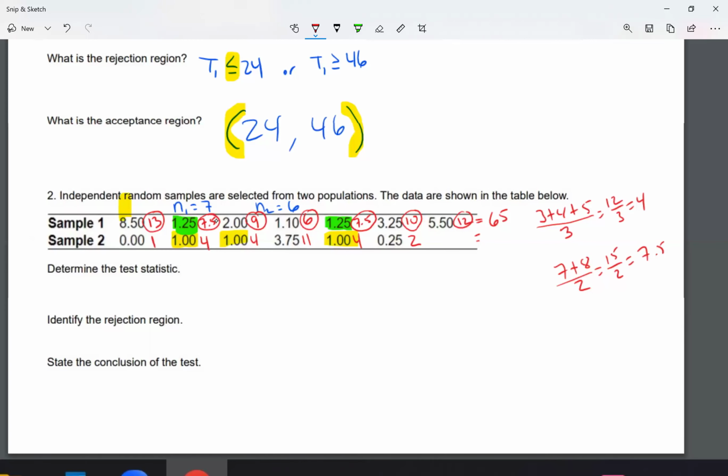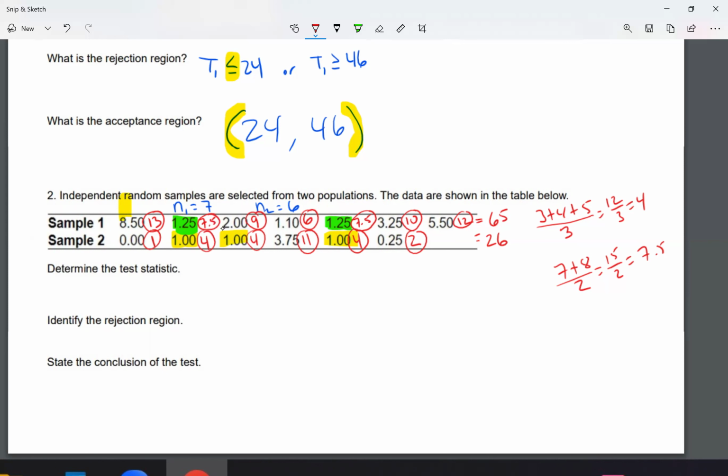For my sample 2, let me add the rankings. So I'm going to go 1 plus 4 plus 4 plus 11 plus 4 plus 2. Use a calculator if you need to. This adds up to 26. Now, the numbers are different. The smallest number is going to be my test statistic. So let me say that again.